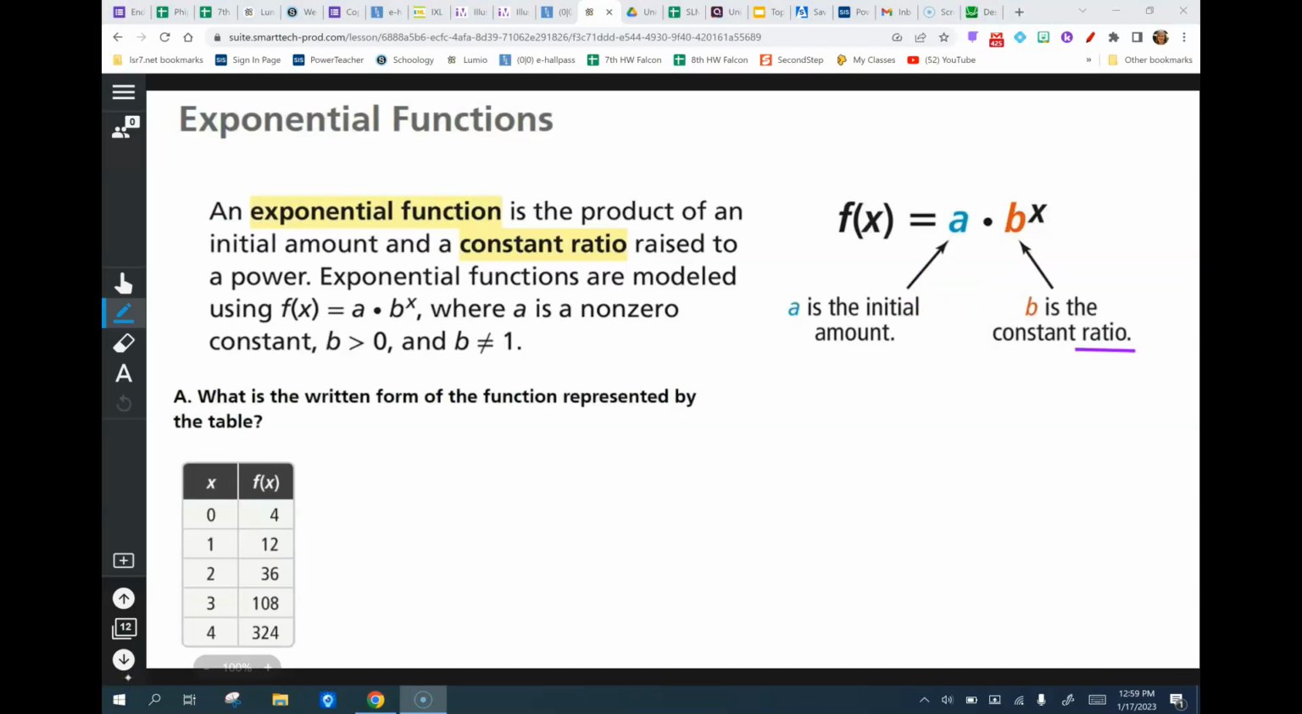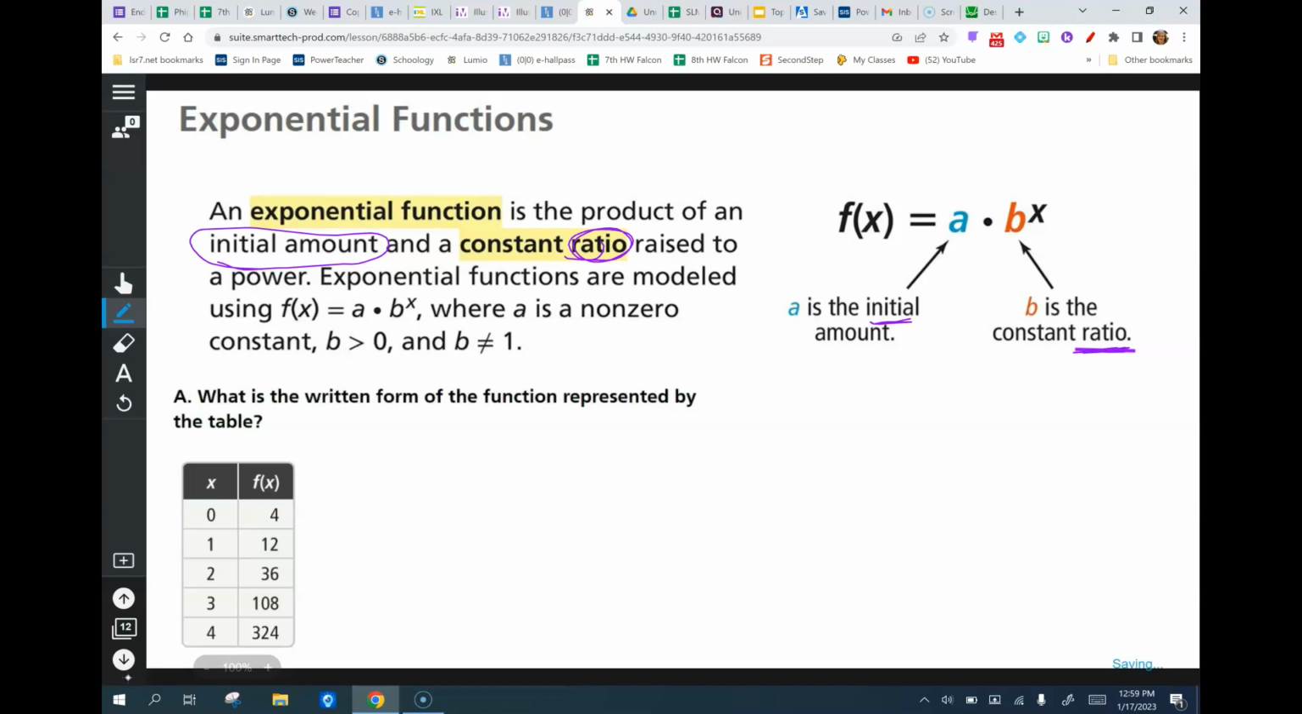So I want to show you the form for an exponential function. Then we're just going to stop right here and pick up the rest of it tomorrow. An exponential function is the product of an initial value, that's going to be a, and a constant ratio. This is important. It's a ratio, and we're going to talk more about that in the next half of this lesson.